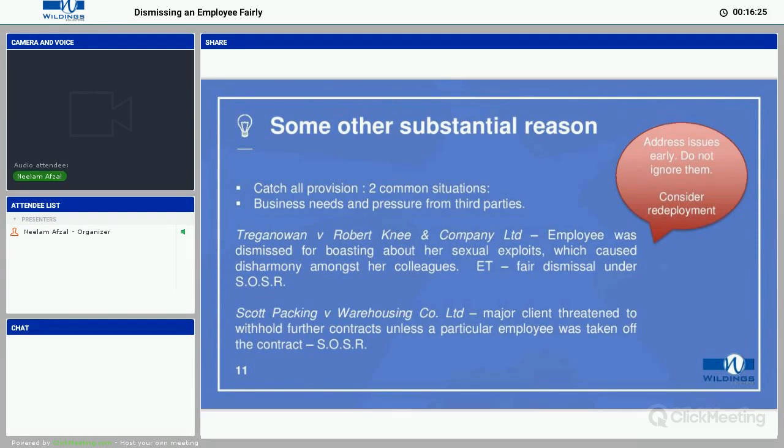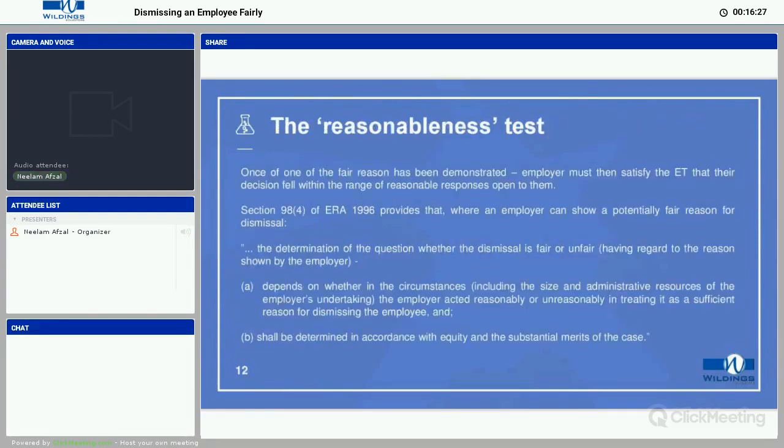So we're now going to have a look at the reasonableness test, and that's a definition under Section 98(4) of the Employment Rights Act. Now, it's quite a wordy definition, but what we've done is we're going to move on to the slides where we break down that definition to give you an overview of what test the tribunals will apply when they're looking at reasonableness.